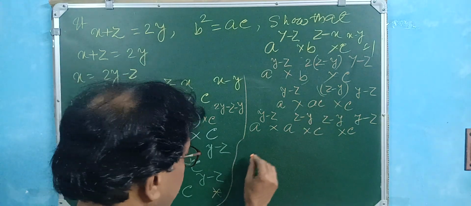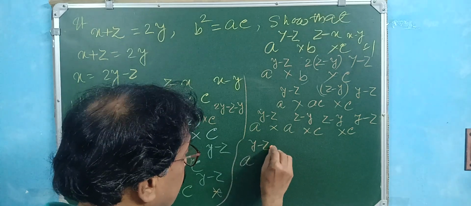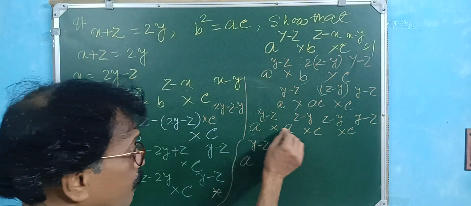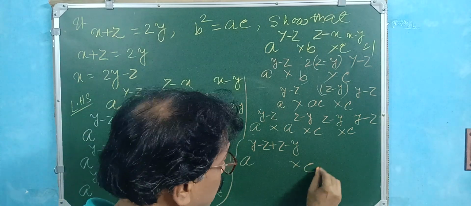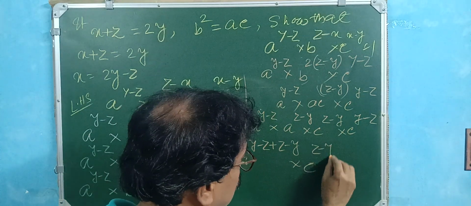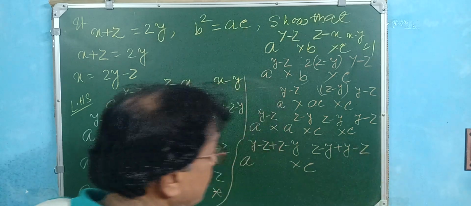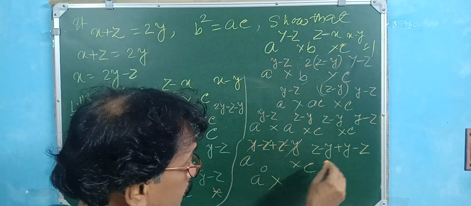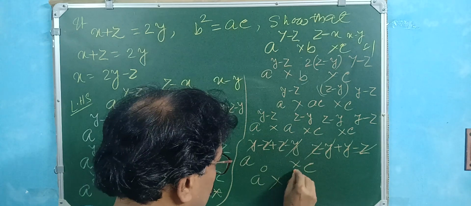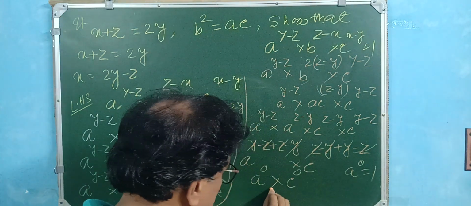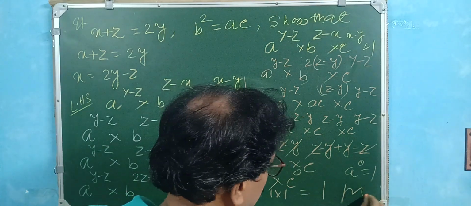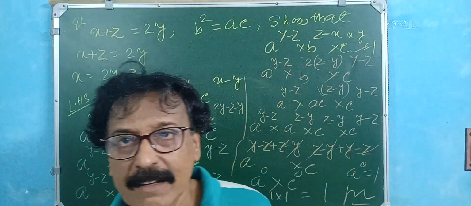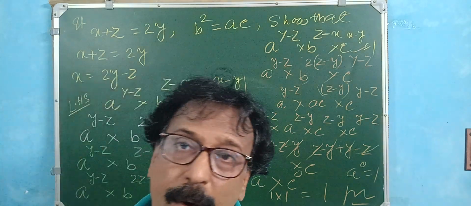A to the power y minus z, a to the power z minus y. Now a array, so a to the power y minus z plus z minus y, the bases are same, so multiply, add the exponents, and this is c to the power, same base, add the exponents, z minus y plus y minus z. Now what is ultimate? This is minus y plus y minus z, so ultimate a to the power 0, and here c to the power 0. You know a to the power 0 is 1, so this is 1 into 1, ultimate 1, so this is proved, RHS, this is proved. Clear? So in this way solve the sum, no problem.